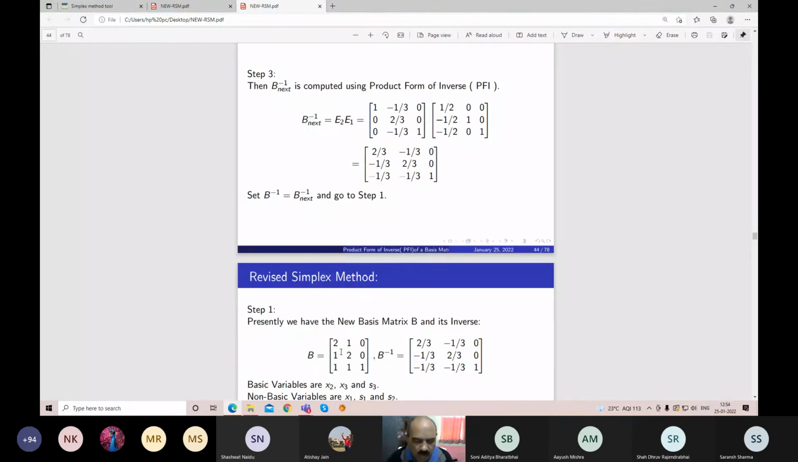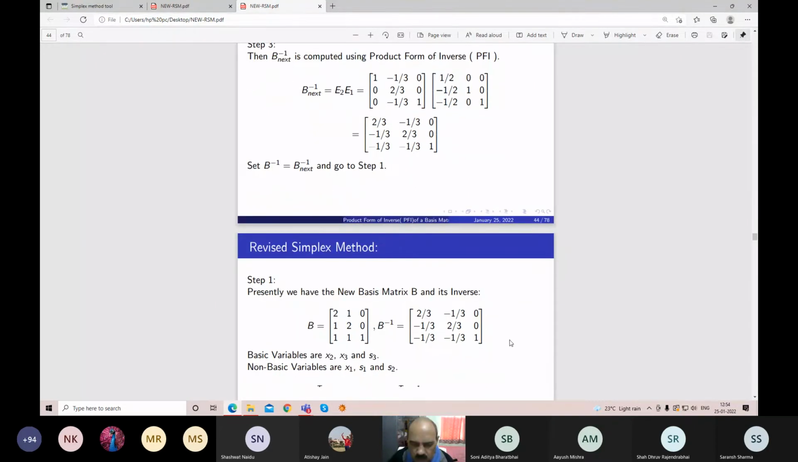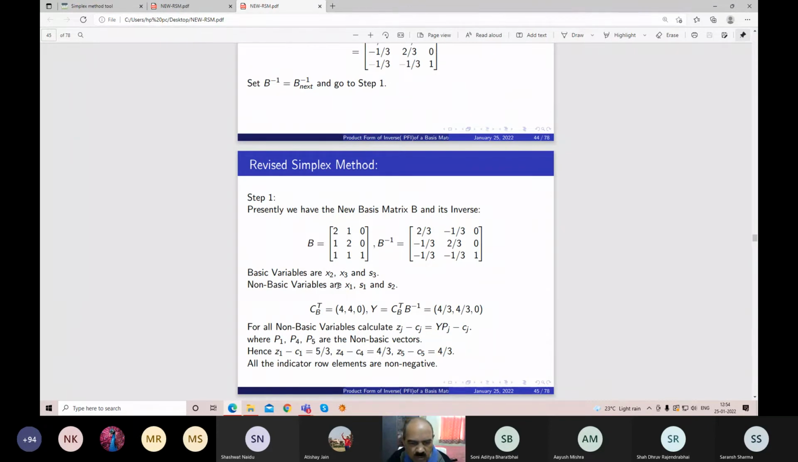So we have got B, we have got B next. This is our B because we are replacing. So B next inverse is our B inverse. So B and B inverse are known to us. We want to know what our basic variables are. The basic variables are X2, X3, S3. What are our non-basic variables? Non-basic variables are X1, S1, S2.